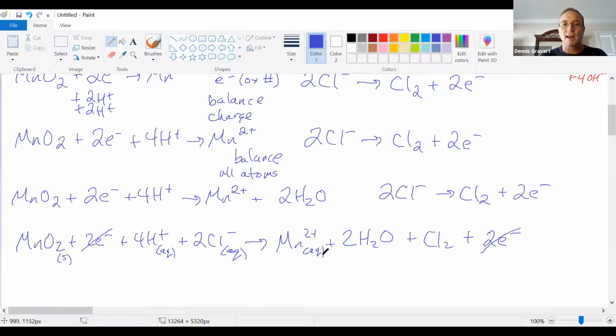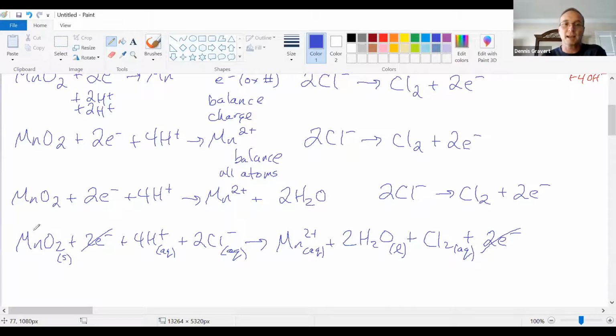And we now have, ooh, almost put AQ for water, but no, water, when it's in solution, is in the liquid state. So there's our balance equation. We did a lot of work to get there. We better make sure we did it right. So let's check and make sure the atoms and the charge is balanced.